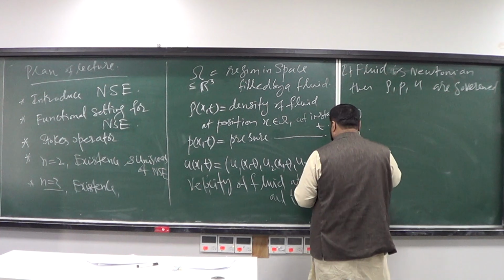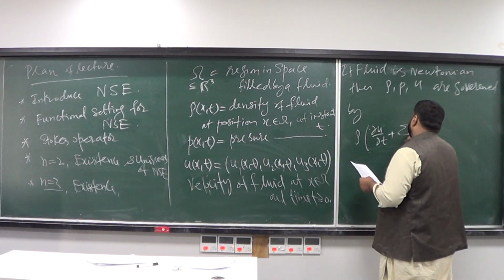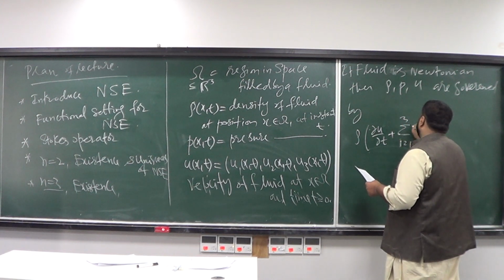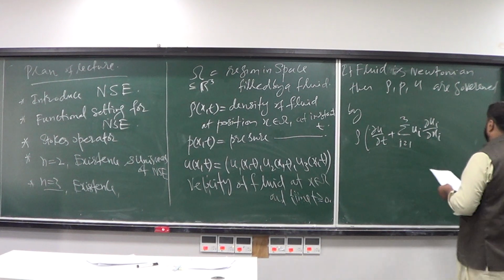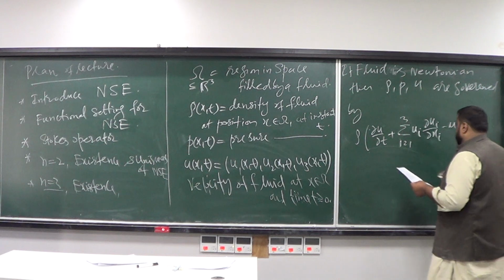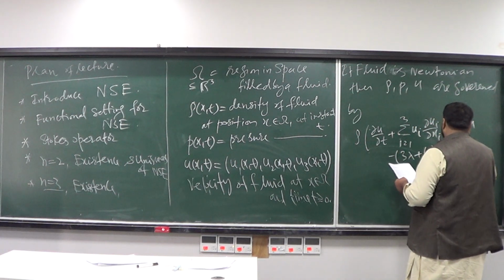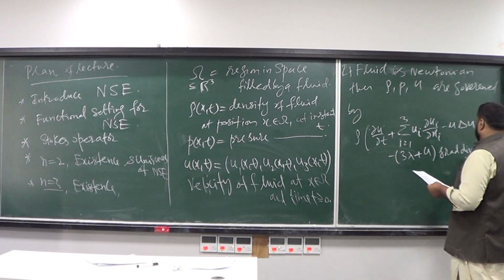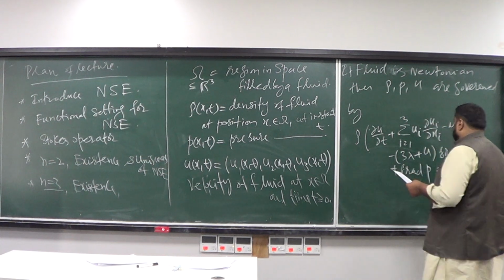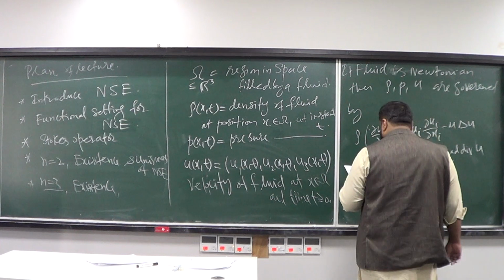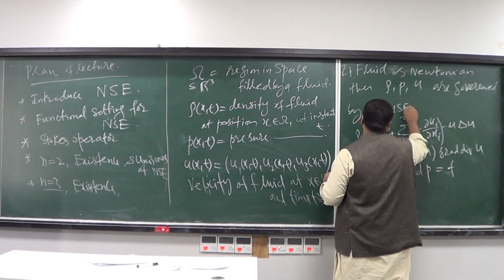So the first equation is this: rho times partial u by partial t, plus the sum for i equal to 1 to 3 of u_i, where u_i is the i-th component, times partial u by partial x_i, minus mu delta u, minus (lambda plus mu) times the gradient of the divergence of u, plus the gradient of P, equal to F. Okay? So this is the first Navier-Stokes equation actually.